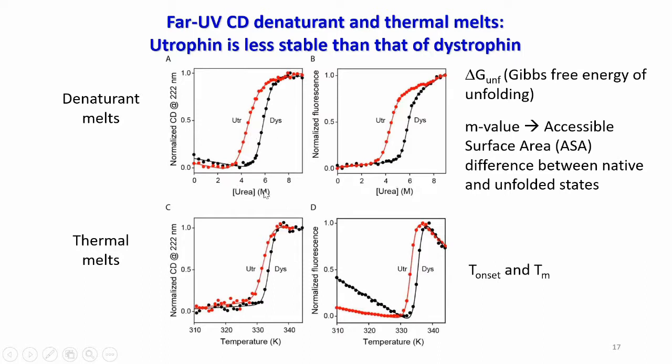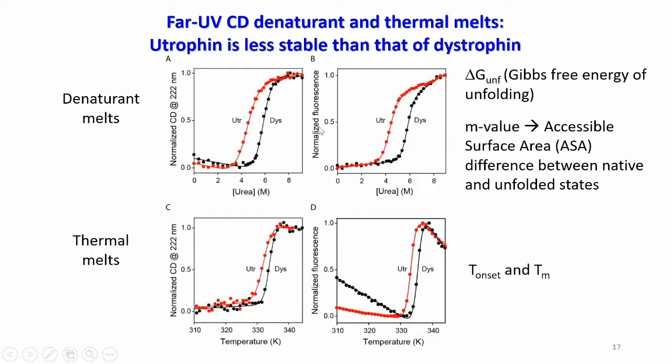This is done as a function of increasing concentrations of urea, the denaturant. You can see that utrophin requires lower denaturant concentrations compared to dystrophin, which says that utrophin is much less stable than dystrophin. The top right panel shows the same data with fluorescence, and the bottom panel shows thermal melts.